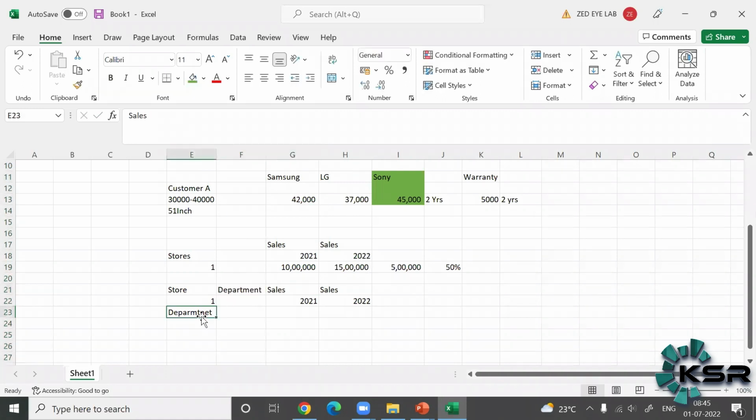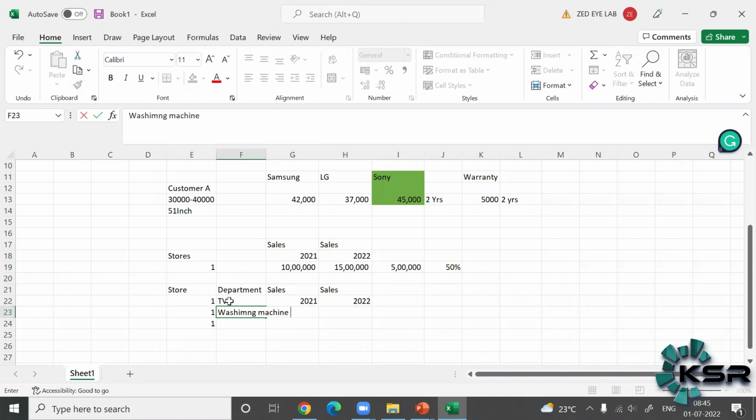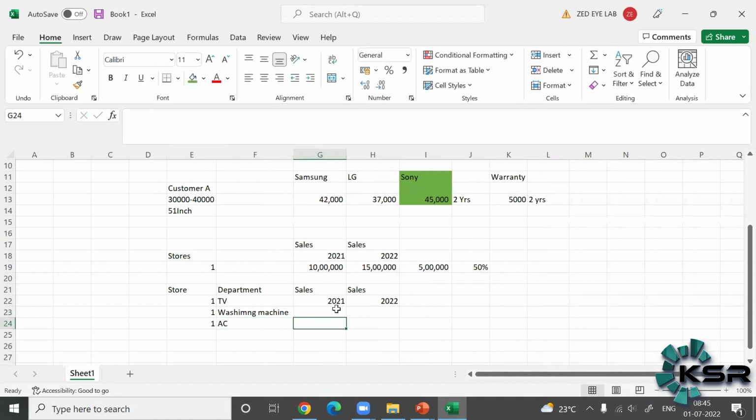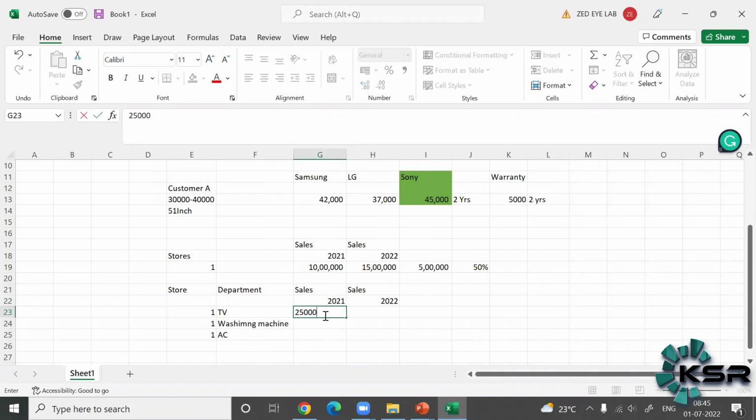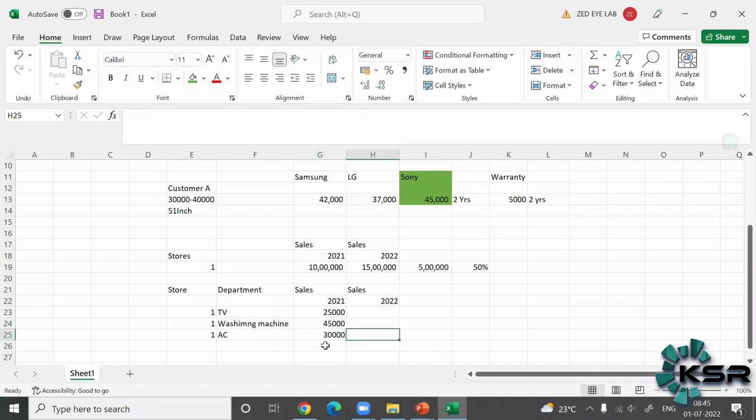Okay. Now store 1, let's suppose it has 3 departments. One is the TV department, another is the washing machine department, and the third is, let's suppose, my AC department. How much money did I make? In 2021, I could make 25,000 rupees with TV. With washing machine, I made 45,000 rupees, and 30,000 rupees from the AC department.